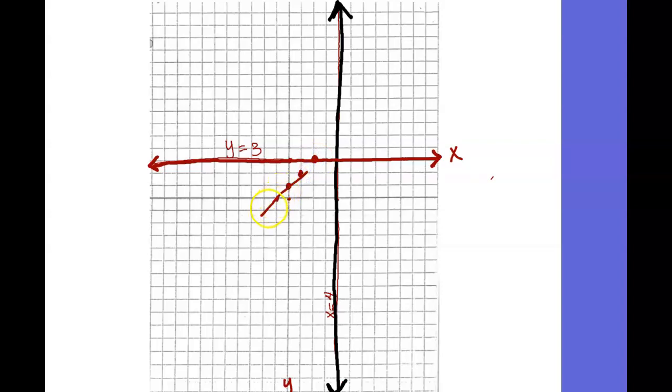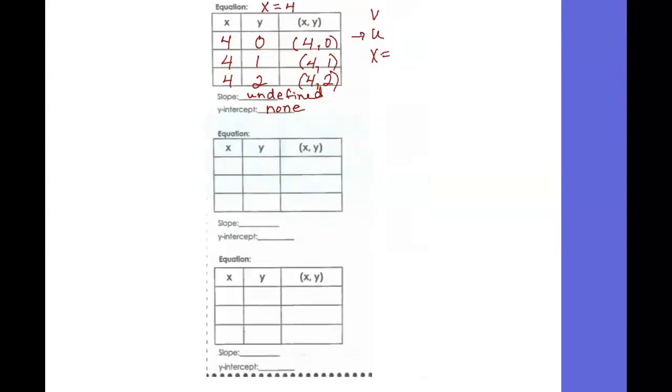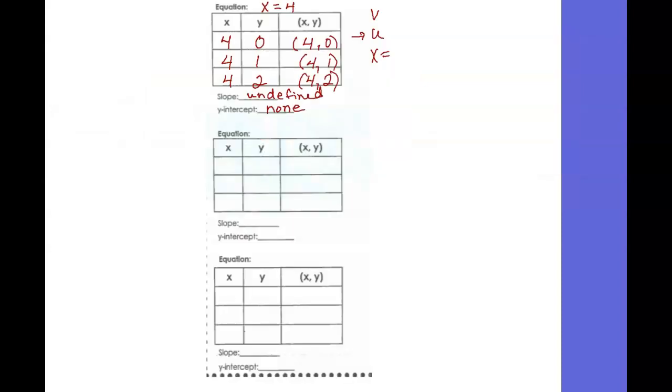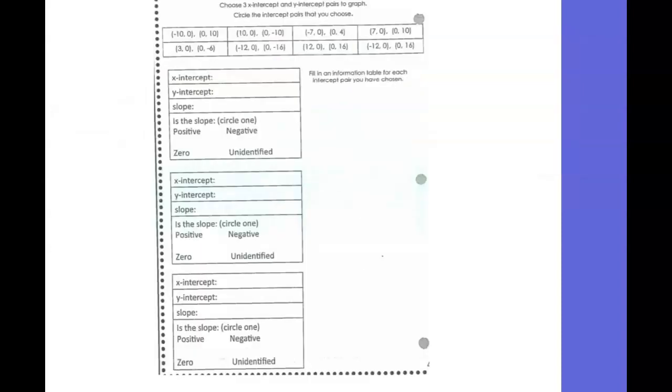So I would then use a ruler and go all the way. This is a terrible line, but I just want you to get the idea of it. So this would be y is equal to x plus 1. All right, so you're going to do this for all of your lines. So at the end of this section, you should have 12 lines. Then you're going to work your way to the x and y intercepts.